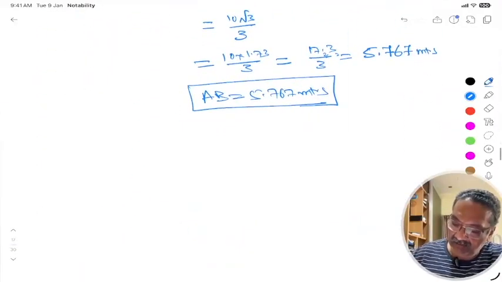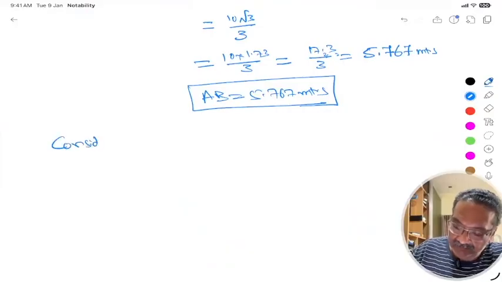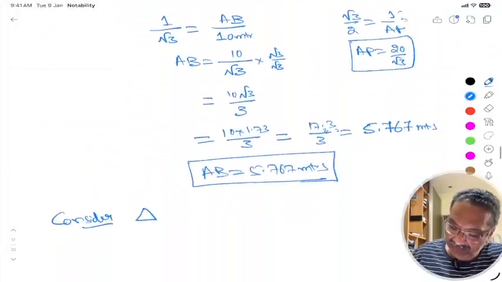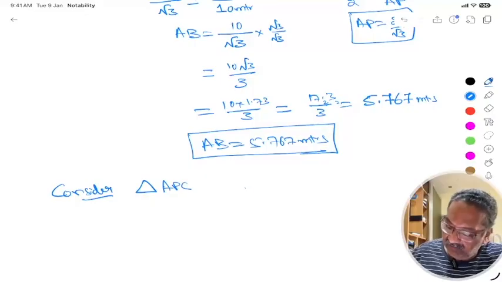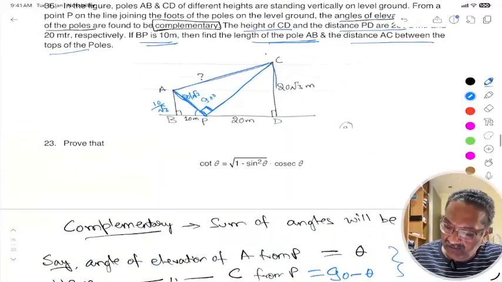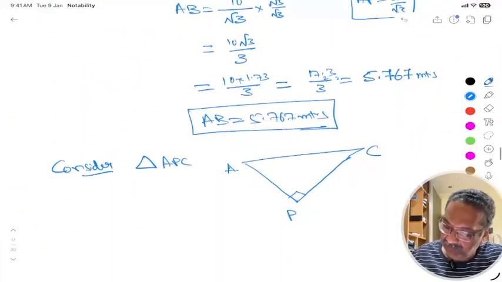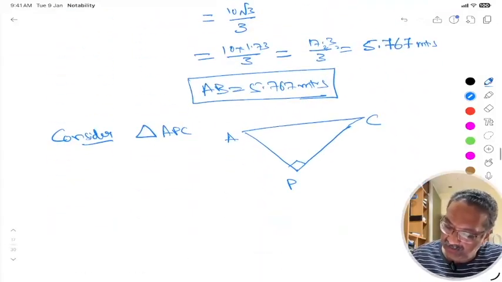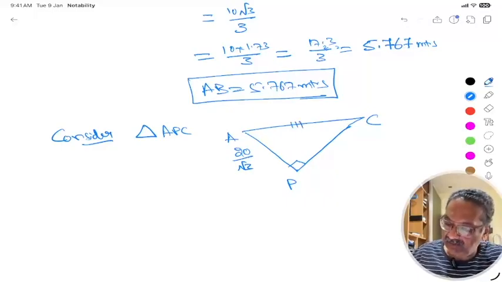I'll draw the triangle here. Now consider triangle APC. We have A, P and C like this. This is 90 degrees. Okay, A, P, C. Now we have to find AC. AP is known. Here we got AP as 20 by root 3. We need to find AC. Correct? Now let us try to find the value of CP.